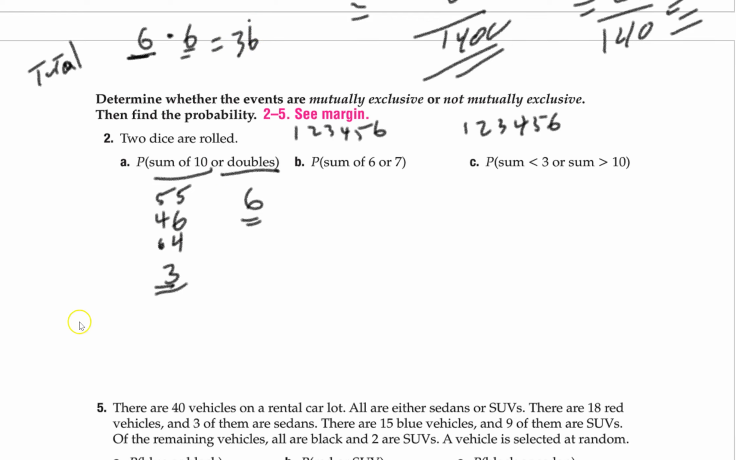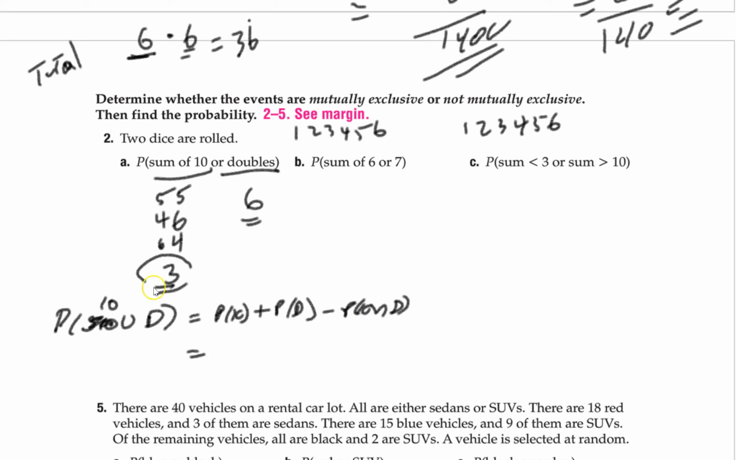Now, let's do my favorite formula. I want to get a sum of 10 or doubles. So that equals the probability of getting a 10, plus the probability of getting doubles, minus what they have in common, the probability of 10 and doubles. Probability of getting a 10, remember we figured out there's only 3 ways to get a 10. So 3 out of 36, right? 36 possible ways, because if I roll, there's 6 ways to get this die, there's 6 ways to get that die. 6 times 6 is 36 total different ways.